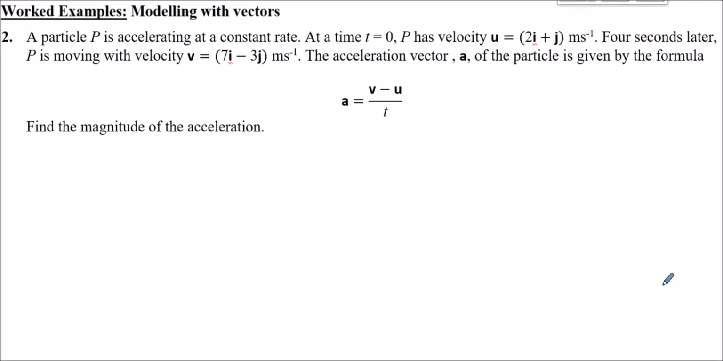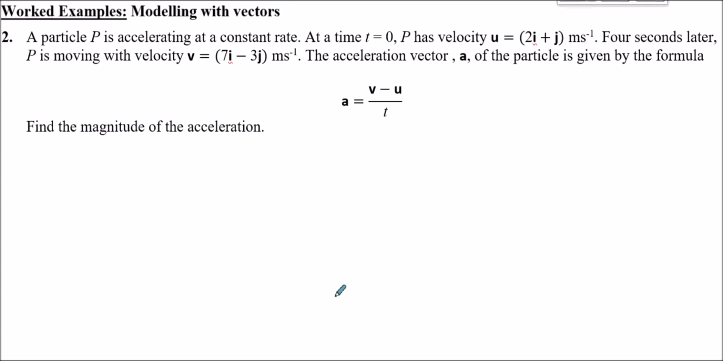Question 2. A particle P is accelerating at a constant rate, and we're told at time t equals 0, P has a velocity u, which is 2i plus j, and 4 seconds later, P is moving with velocity v, where v is 7i minus 3j meters per second. So the acceleration vector a of the particle is given by this formula here. Essentially, acceleration is the change in velocity divided by the time taken to make that change. So we need to find the magnitude of the acceleration.